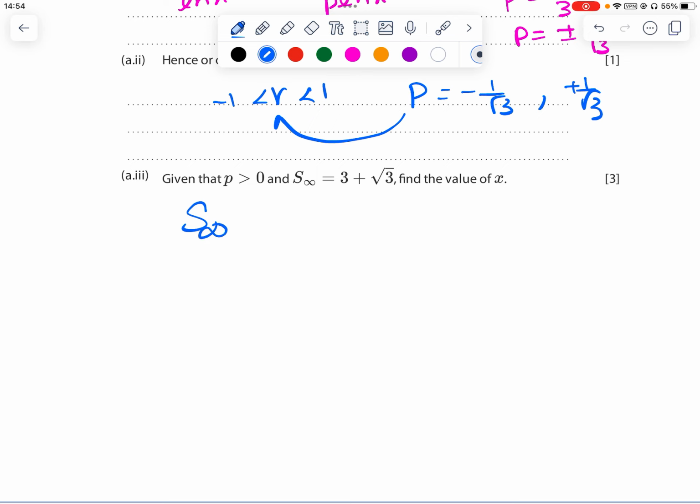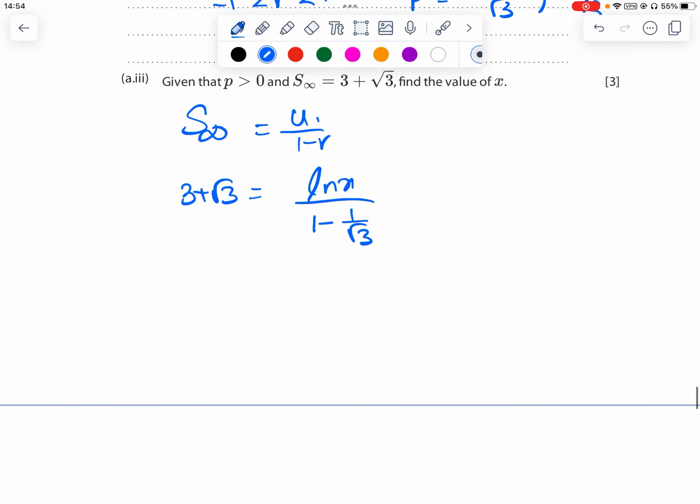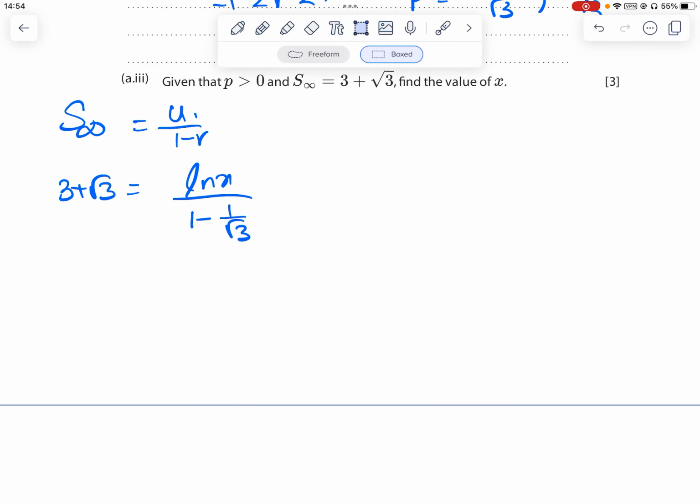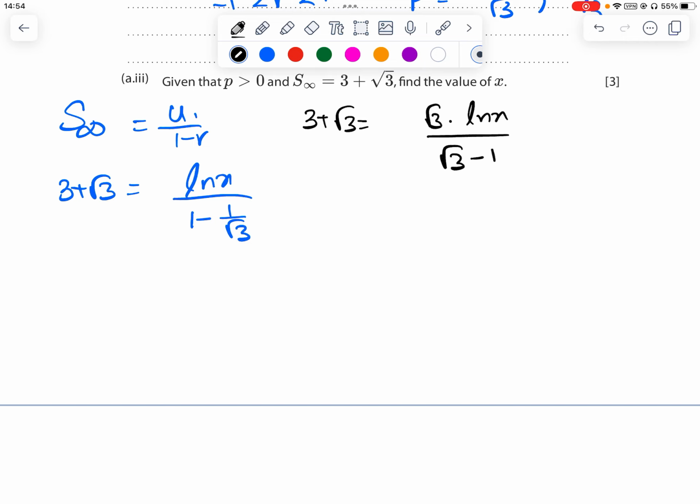S infinity means nothing but u1 upon 1 minus r. So 3 plus root 3 equals u1, which is ln x, upon 1 minus r, 1 upon root 3. So from there, what do I get? 3 plus root 3 equals root 3 times ln x upon root 3 minus 1. Then I do the cross multiplication. ln x equals 3 plus root 3 times root 3 minus 1 divided by root 3.